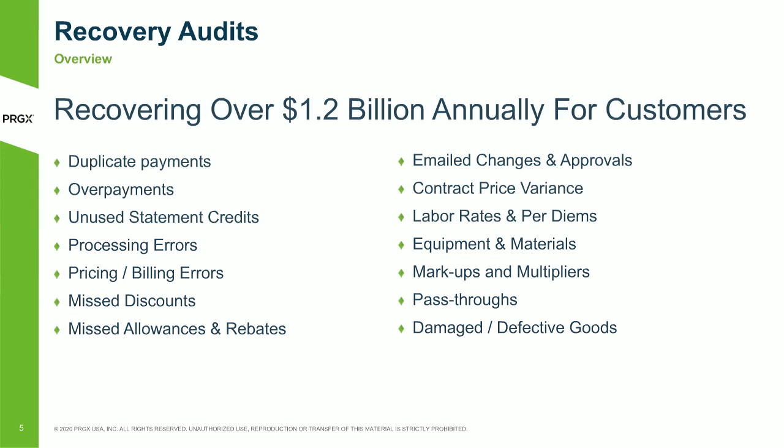It was new to me, even until last year, that this existed, but the value is undeniable. PRGX recovers over 1.2 billion annually for customers. I've seen it in action. It's a tremendous level of detail that our auditors dive into, looking for duplicate payments, overpayments, and a lot of credits that are missed because thresholds weren't hit or weren't calculated correctly, missed discounts, missed allowances, and rebates.